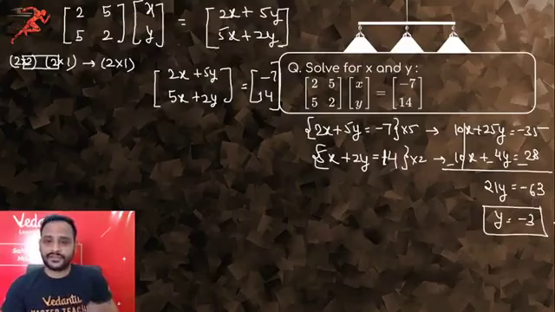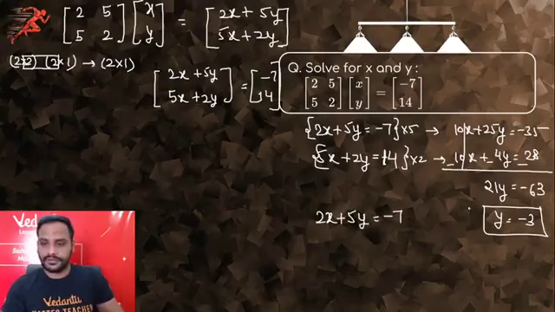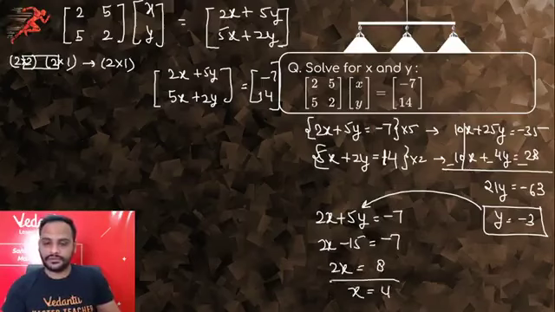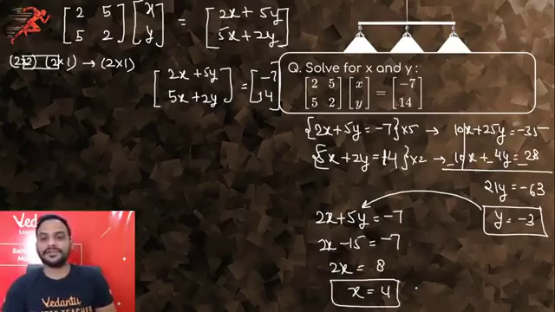Once I know that y is equal to minus 3, I can put this in any of the equations. Let's say I put it in the first equation, 2x plus 5y is equal to minus 7. Put y equal to minus 3 over here: 2x, 5 into minus 3 is minus 15, is equal to minus 7. So 2x minus 15, shifted there, will become plus 15. 15 minus 7 is equal to 8. So x is equal to 4. So the values for x and y are x equal to 4 and y equal to minus 3.